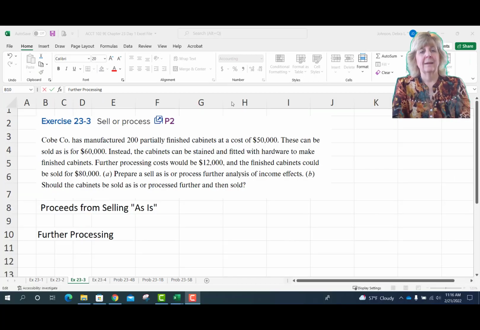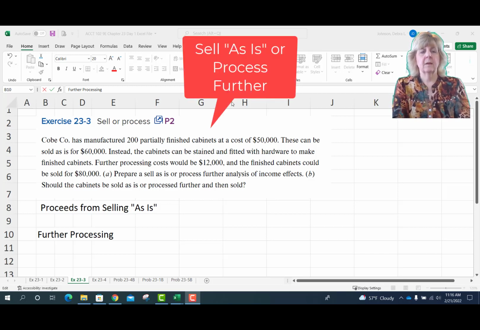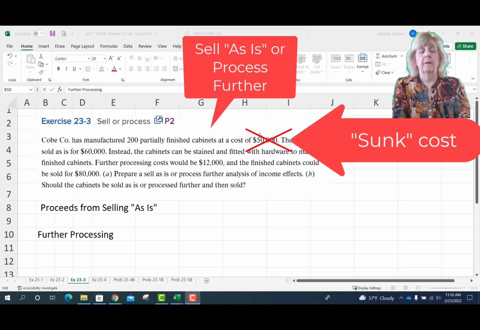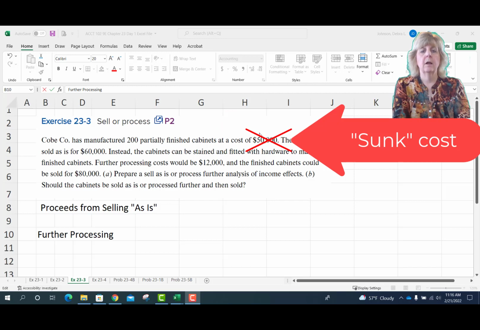On to the next. In this example, we'll take a look at whether to sell something that has been made as is, or whether to process it further in the hopes of bringing in more income. This one says Kobe Company has manufactured 200 partially finished cabinets at a cost of $50,000. That $50,000 is a sunk cost. Cabinets have been manufactured. There's nothing else we could do to reverse that cost. Put an X through that cost as it is sunk.